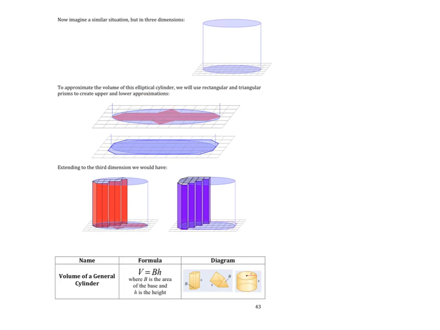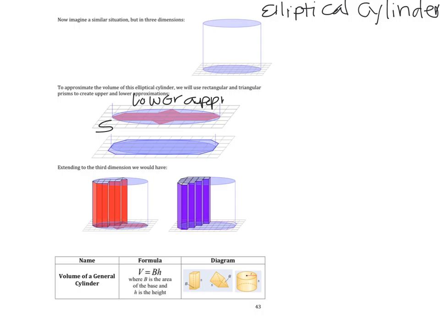Now imagine a similar situation but in 3 dimensions. Here we have an elliptical cylinder, and we studied area on a grid with lower approximations as well as upper approximations. Let's label this as S, representing a lower approximation, and let's label this as T, and we can see that this is an upper approximation.